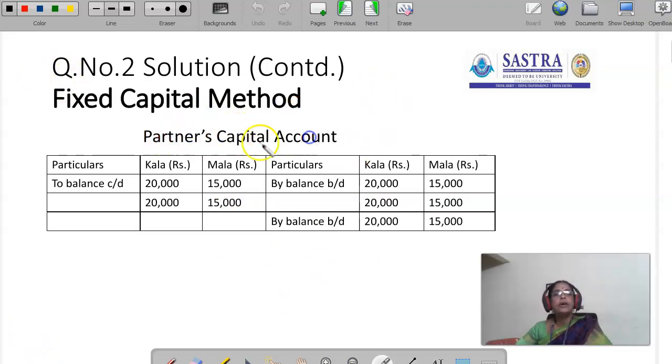So we have to open two accounts. One is partner's capital account, another one is partner's current account. Under the partner's capital account, the opening balance of Kala and Mala is 20,000 and 15,000. No other adjustment should be made in this account. So the closing balance is also 20,000 and 15,000. Next year opening balance is also 20,000, 15,000. It won't be changed. It remains constant and static. That is why it is called fixed capital method.